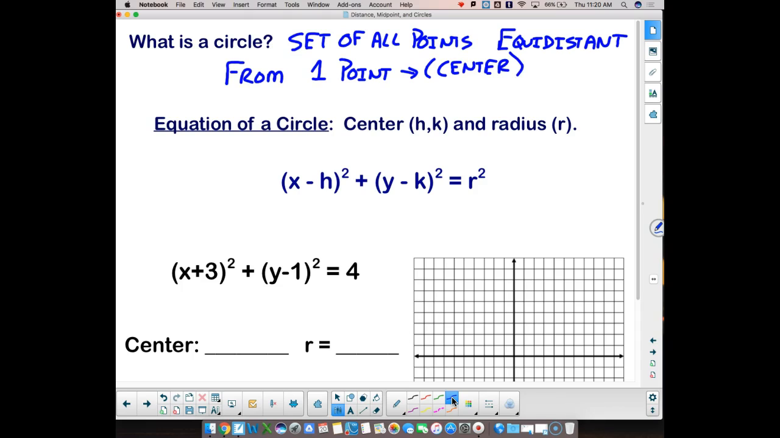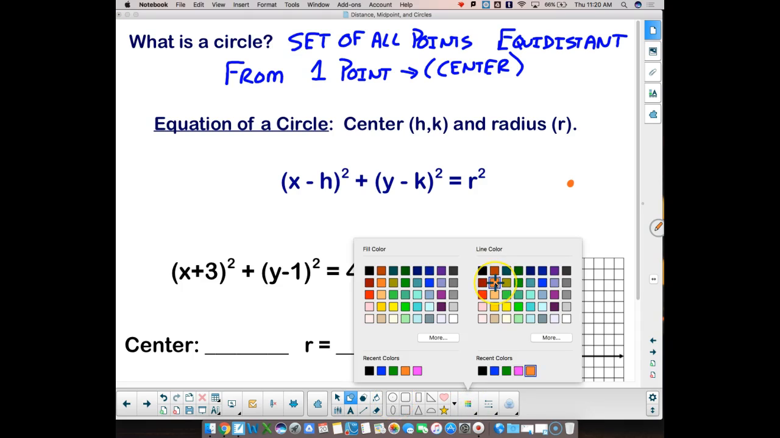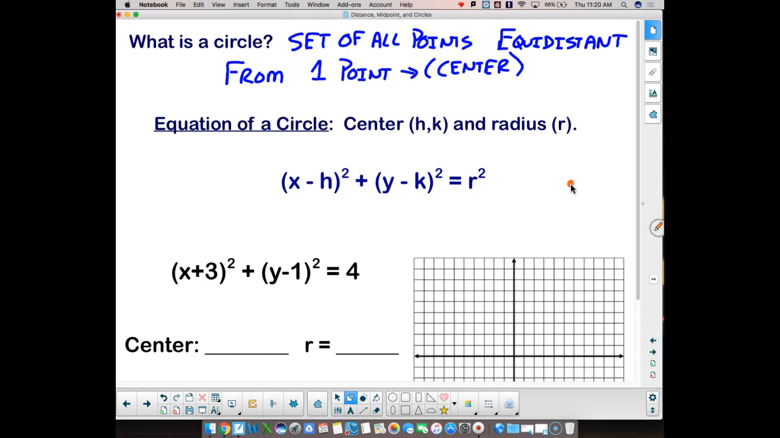Okay? So I set, we'll do it in the orange. Okay? So I set a point. There's my point. A circle is, make sure we go in orange too. The set of all points that are equidistant from that point.